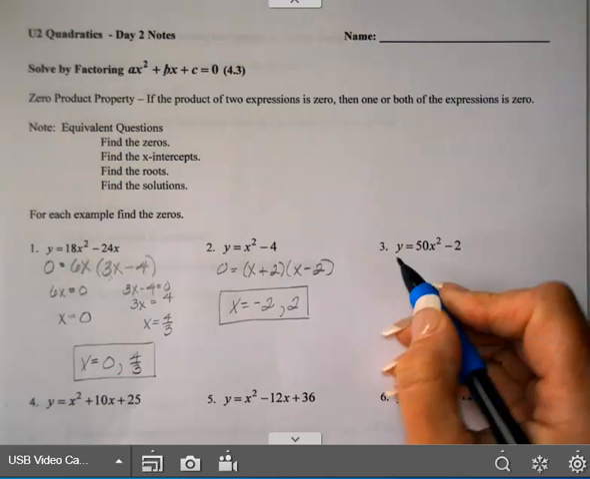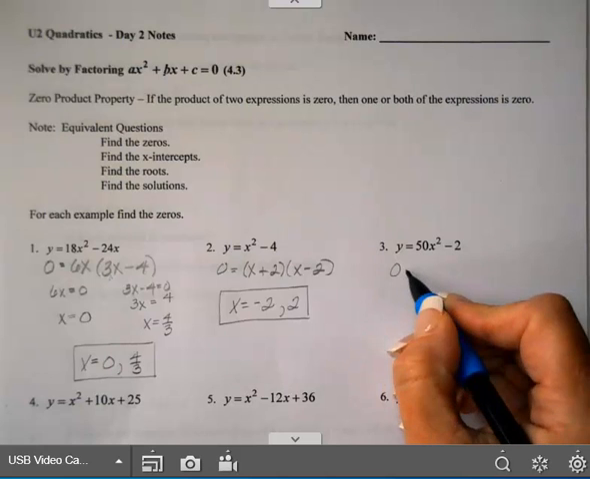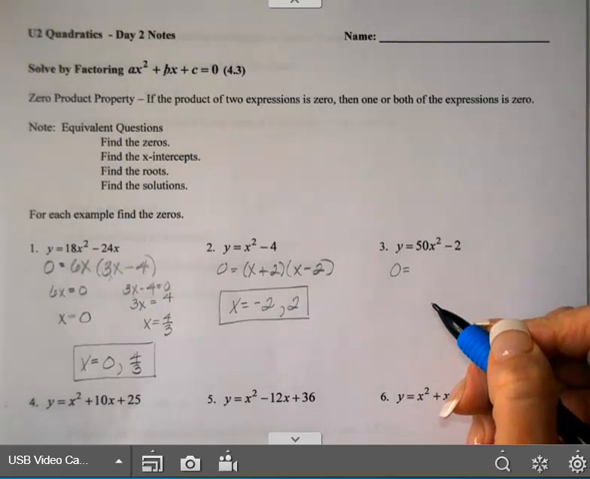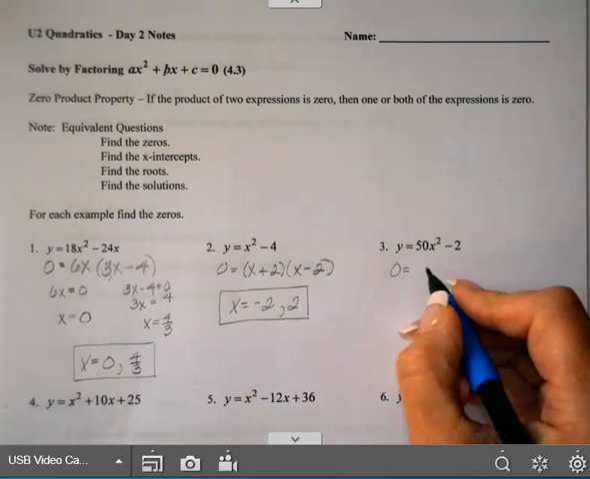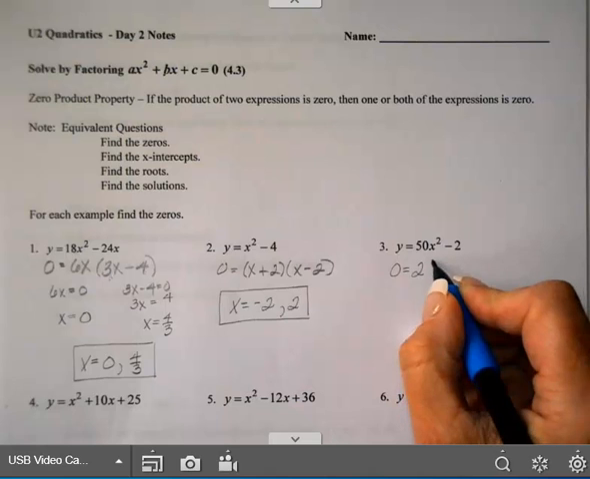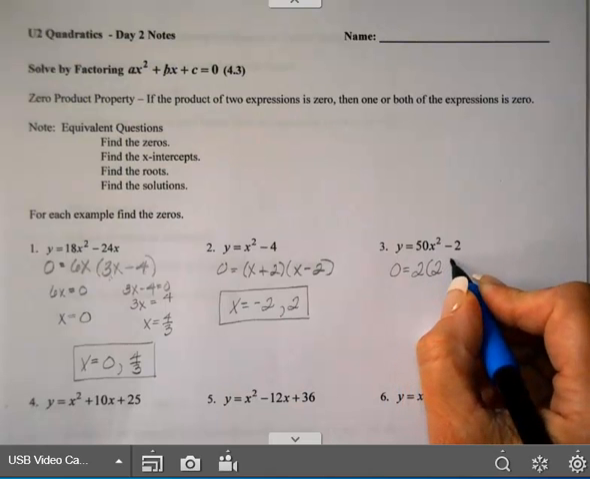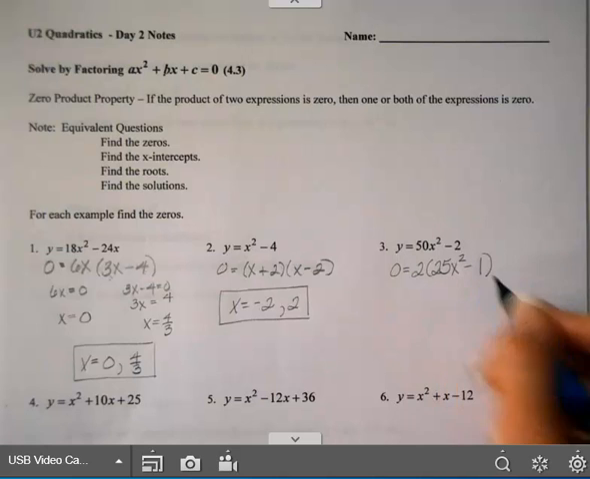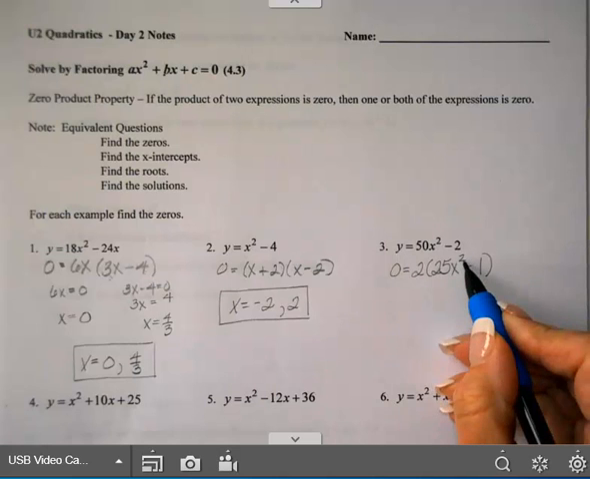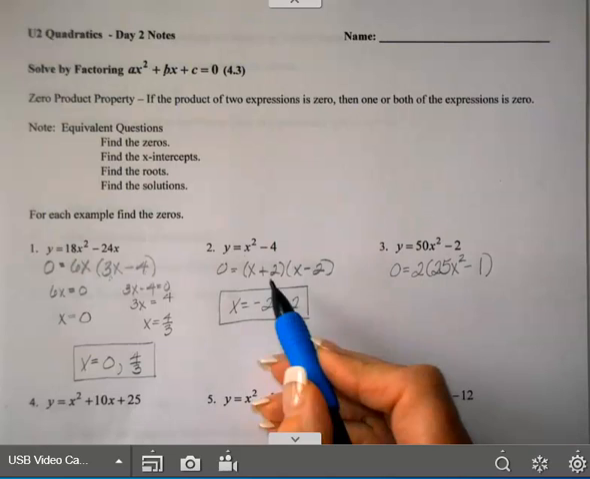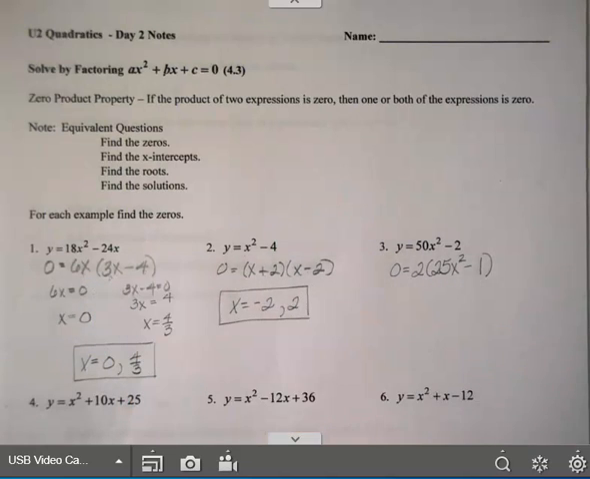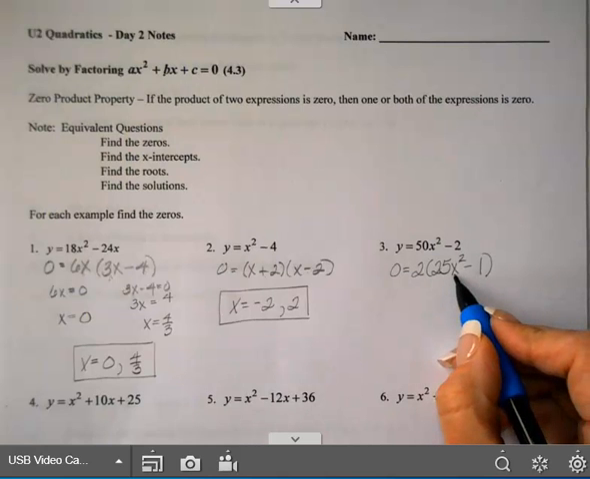On example 3, I set y equal to 0, and I'm always going to look for a greatest common factor first, and they do. I can factor out a 2. And then I'm left with 25x squared minus 1. This has a squared term in it, where the others, those were linear factors, these were linear factors. When you don't have a linear factor, you need to see if you can go further.